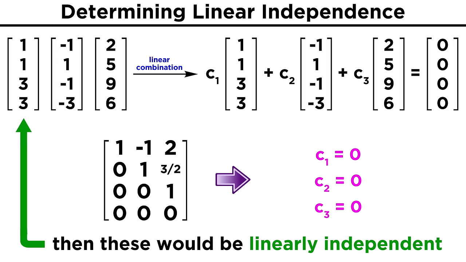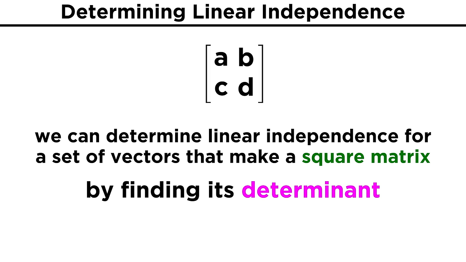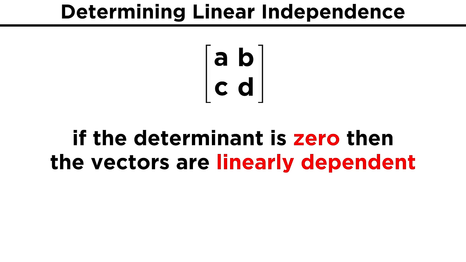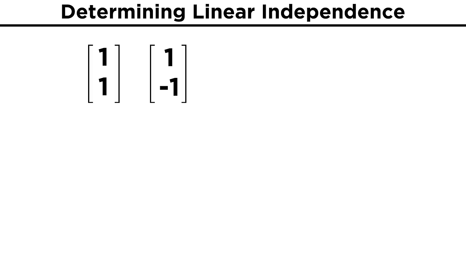We have 1 more method of determining linear independence, and we can use this if we have a set of vectors that make a square matrix. This method involves finding the determinant, which is something we can only do with square matrices. If the determinant ends up being 0, the vectors are linearly dependent, and if the determinant is not 0, the vectors are linearly independent. Let's go back to our simple pair of vectors, 1, 1, and 1, negative 1.